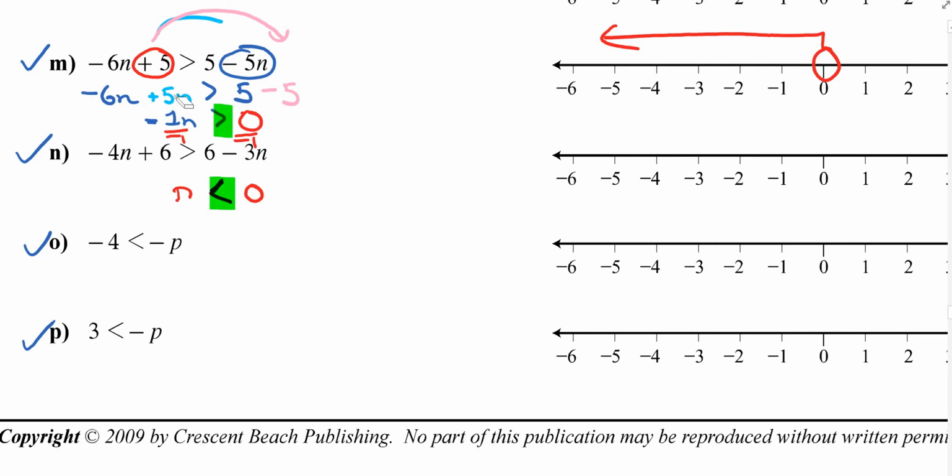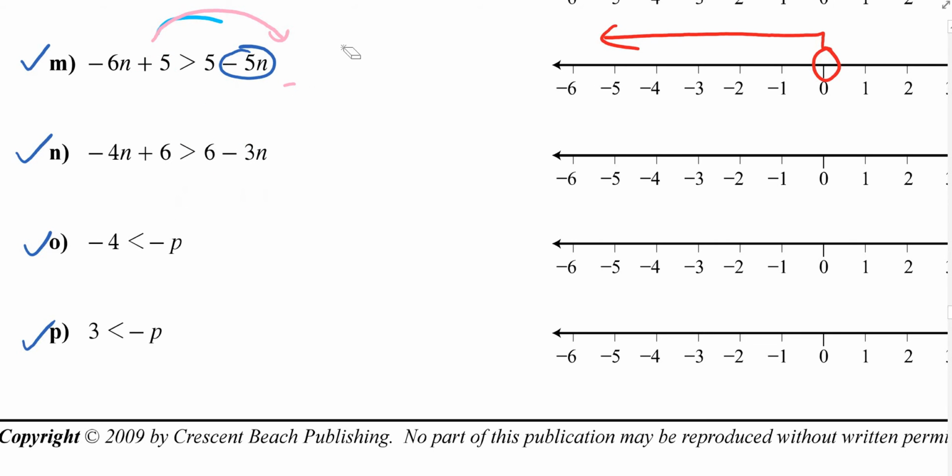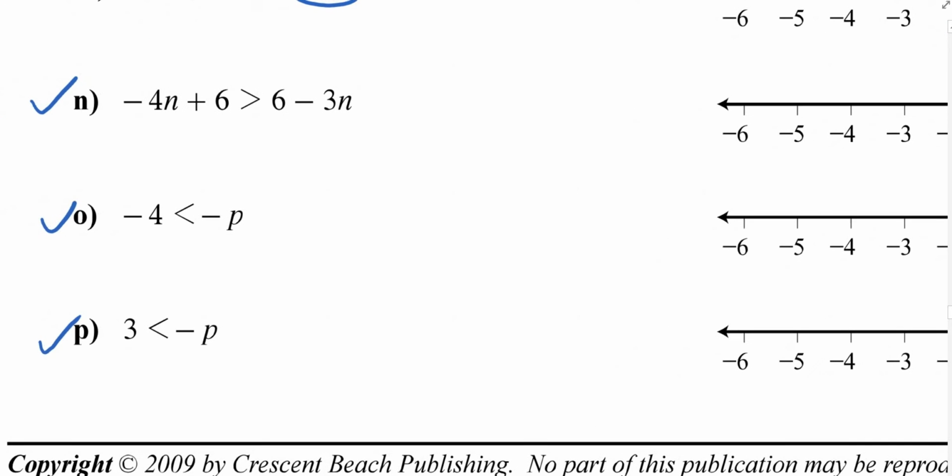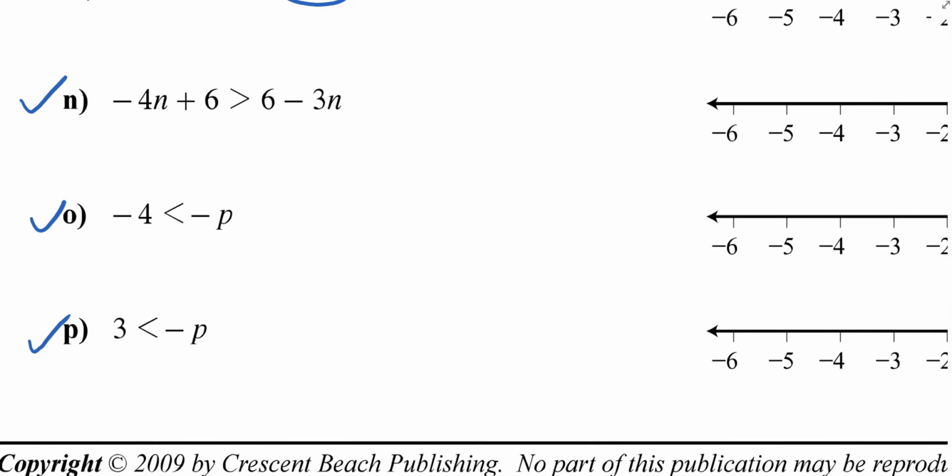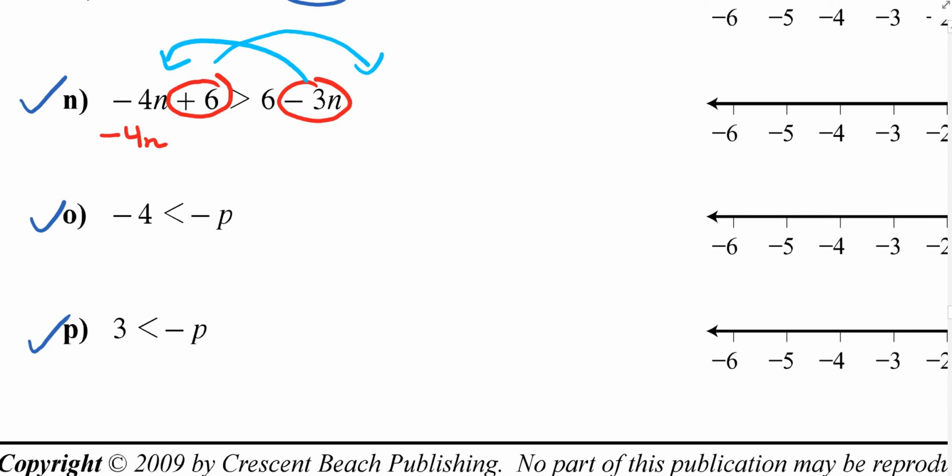Okay, let me erase that so I have some space to do the next letter here. For the next letter, I can circle the negative 3n and the positive 6. So let's go ahead and just interchange both of those. So that goes on that side, this goes on that side. If I do that, I get negative 4n remaining, and then this will become positive 3n is greater than 6. And then if I move the positive 6 over, it becomes negative 6.